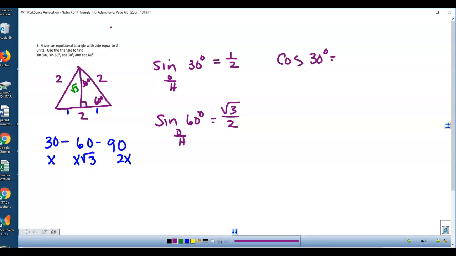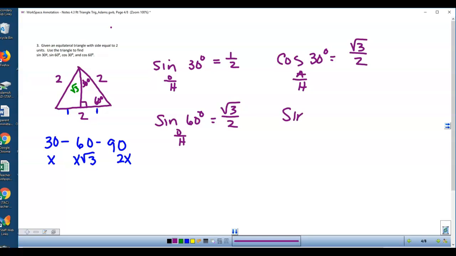All right, so remember that cosine is adjacent over hypotenuse. And so 30 degrees is up here, so the adjacent one is right here. The hypotenuse is here. So then I have square root of 3 over 2. So it all depends on that angle.